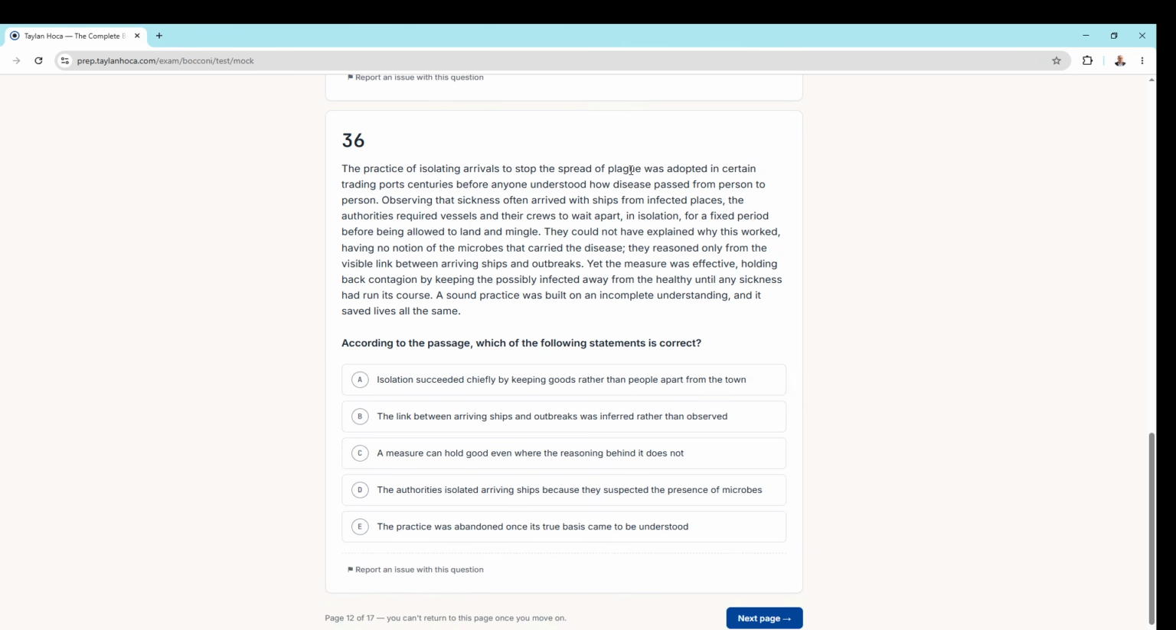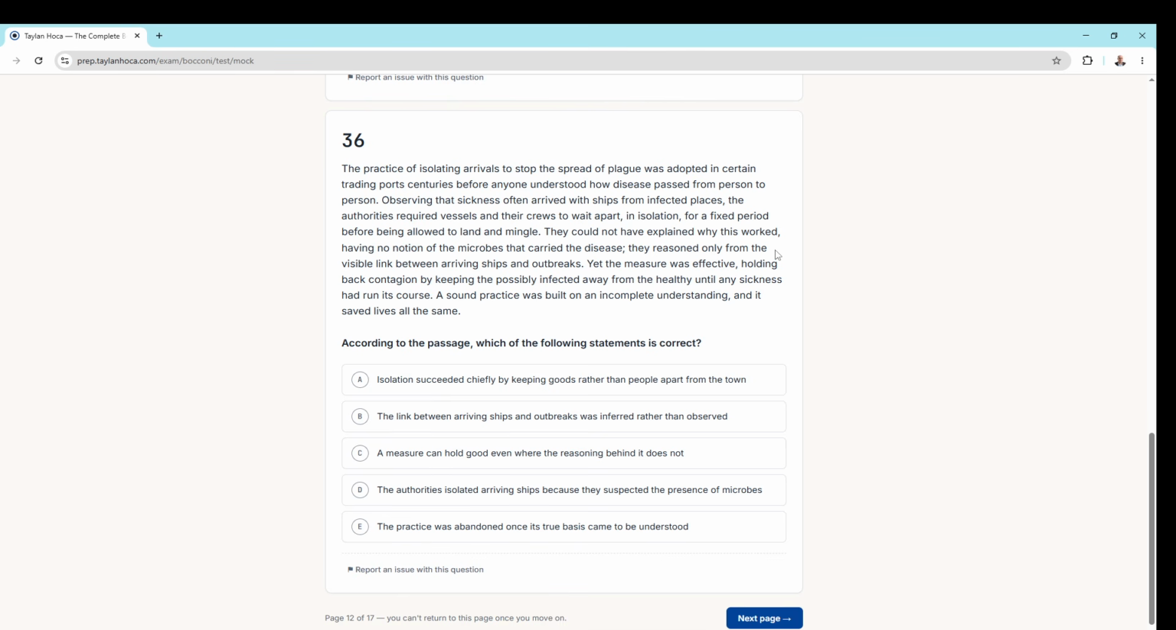So okay, it's about a plague and isolating arrivals. Observing that sickness often arrived with ships from infected places. Vessels wait apart in isolation. The vessels and their crews wait before.